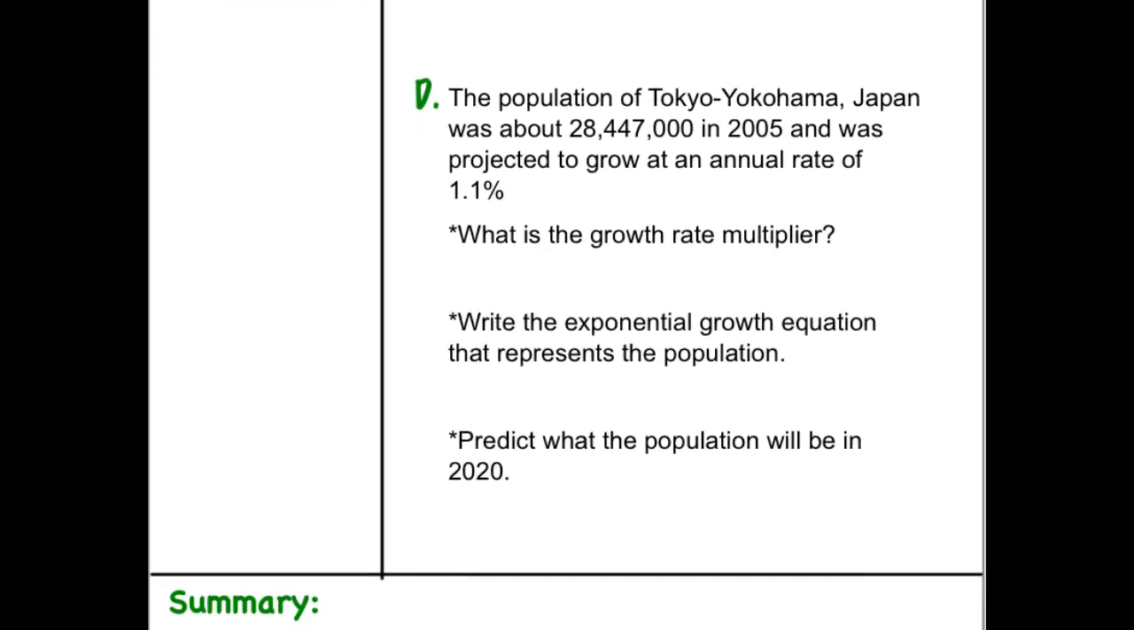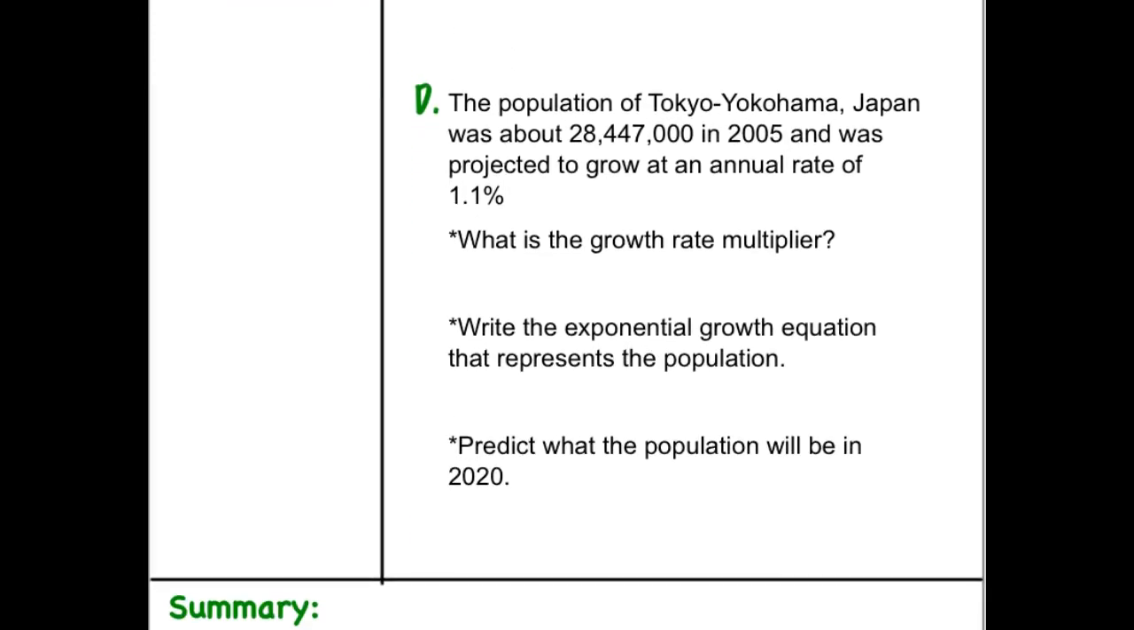And then we got the population of Tokyo, Yokohama, Japan at just under 28.5 million in 2005, and was projected to grow at an annual rate of 1.1%. Find the growth rate multiplier, write the growth equation, and then predict what the population will be in 2020.